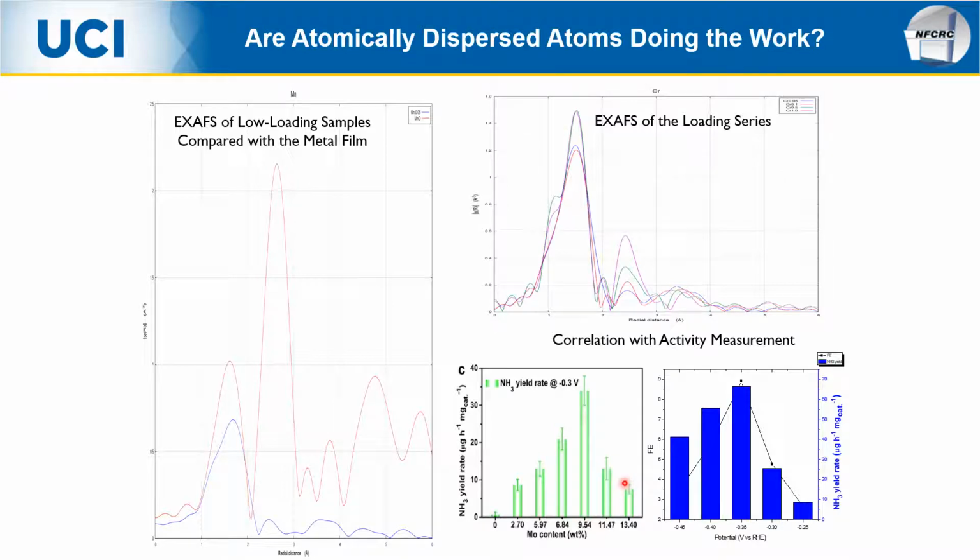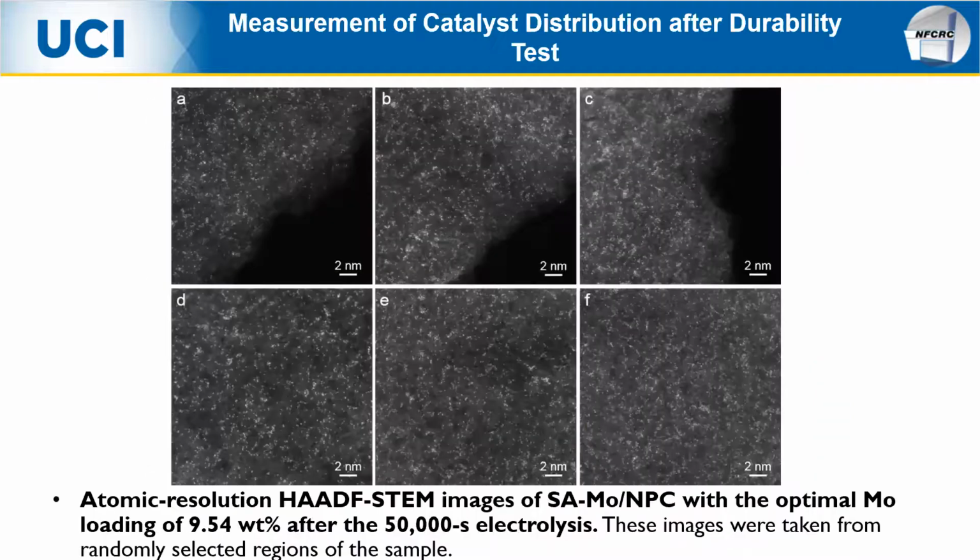We can correlate this activity result with the bulk results measured by XAFS loading series. If they correlate well, that means you have atomically dispersed active sites that are actually doing the catalytic work. And of course, I verify that with my expertise, which is transmission electron microscopy. As you can see here, all these atomically dispersed sites are very well maintained even after use.